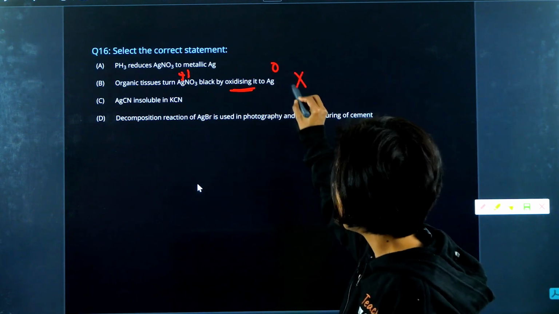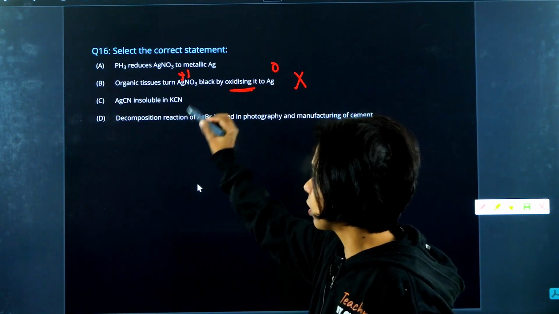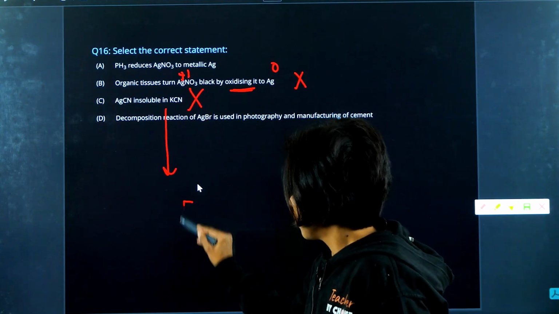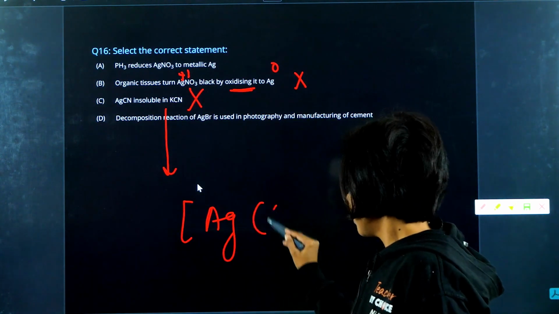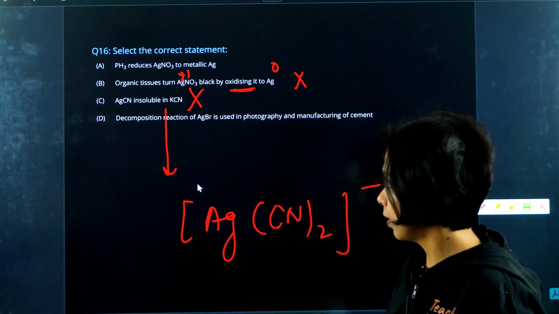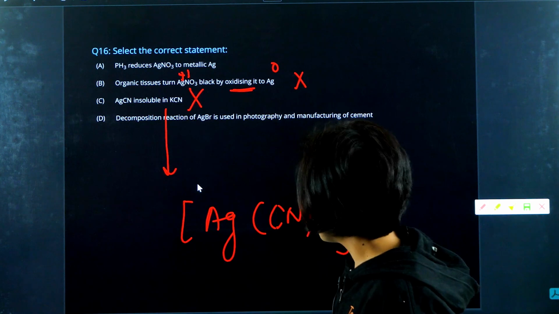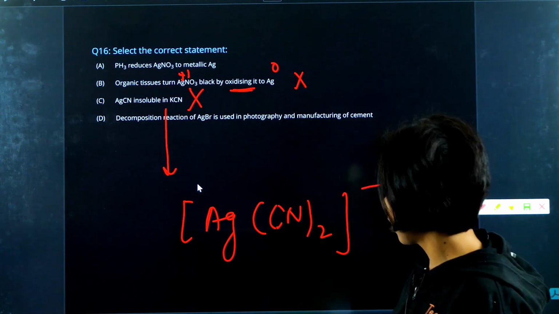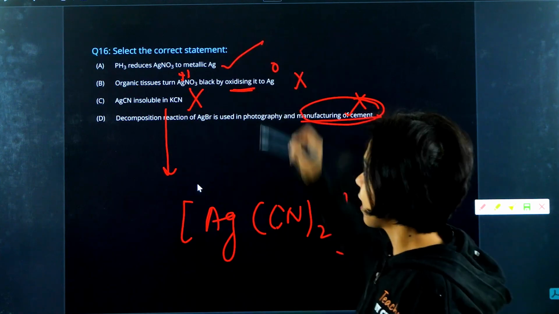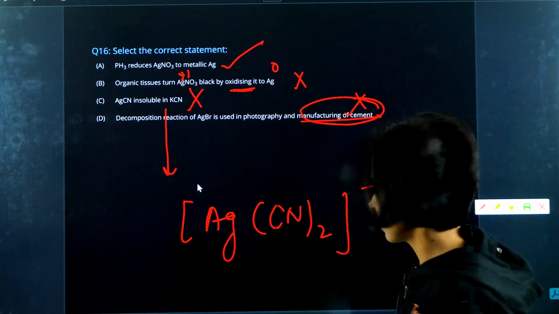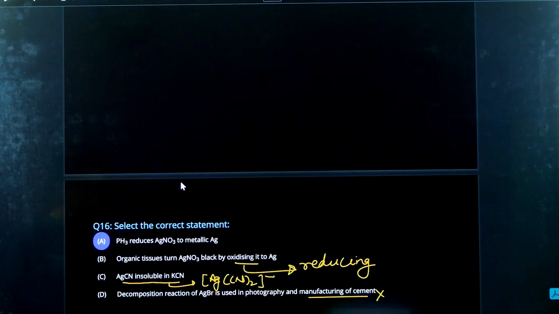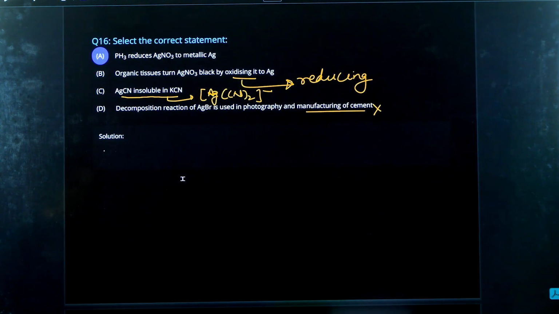So this is wrong. AgCN is insoluble in water, in KCN. Of course not, because when we added AgCN to KCN, there is complex formation and it is very much soluble, right? Last, decomposition or reaction of AgBr is used in photography. That is right, but not in manufacturing of cement. This part is wrong. So we'll mark our answer as A is the correct answer, right? So we are supposed to figure out the correct statement. So we'll go with option A, right? Okay.